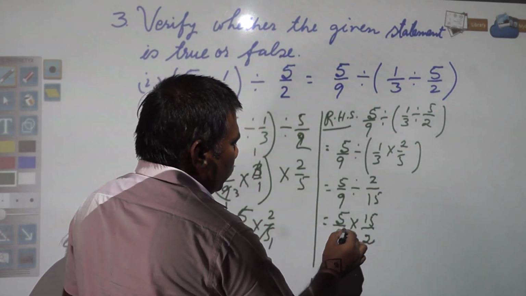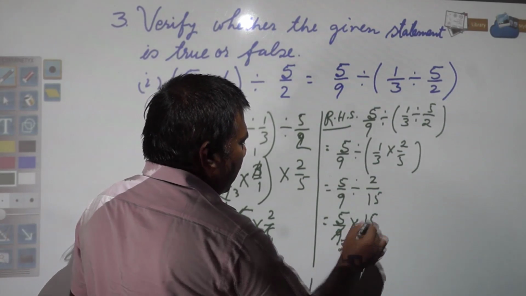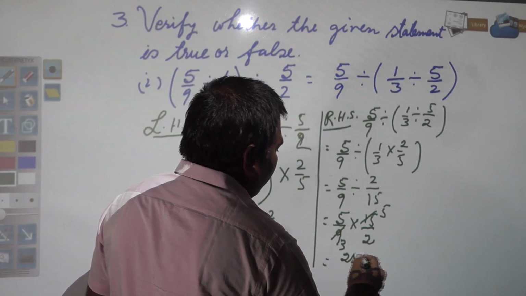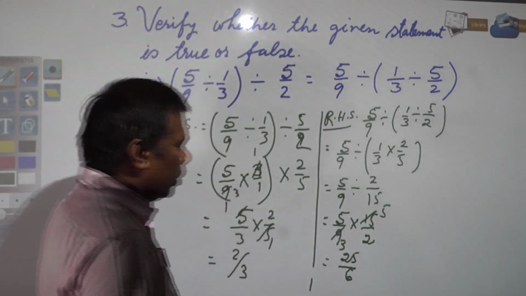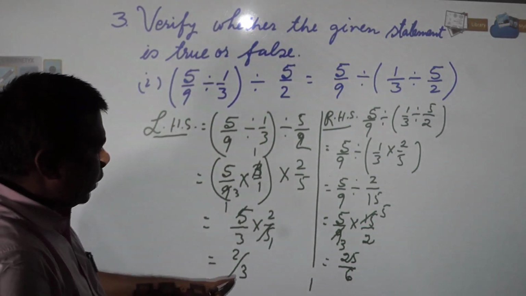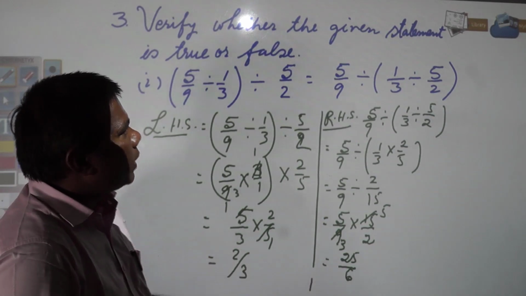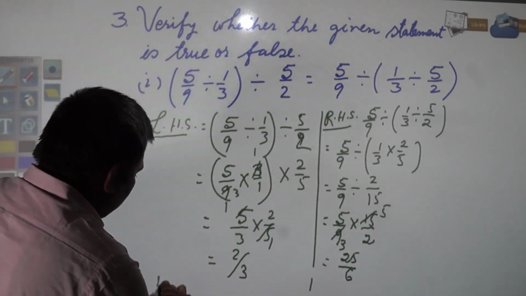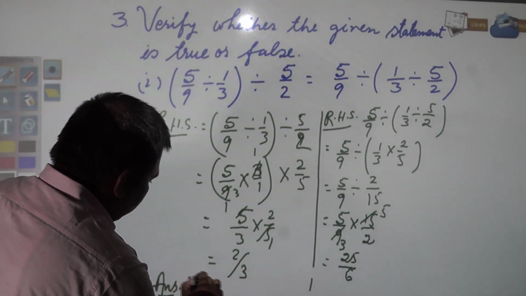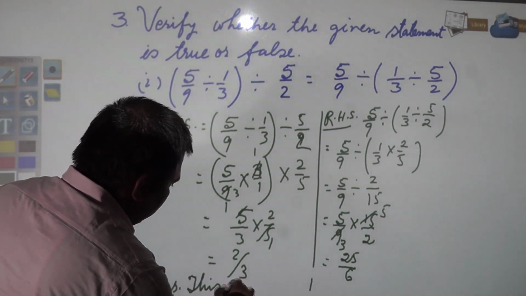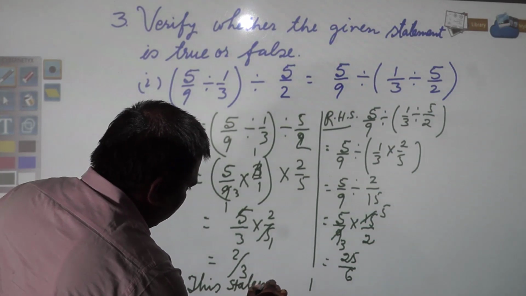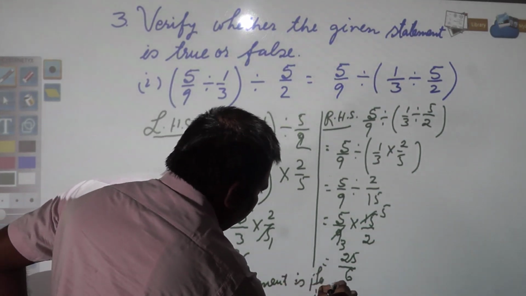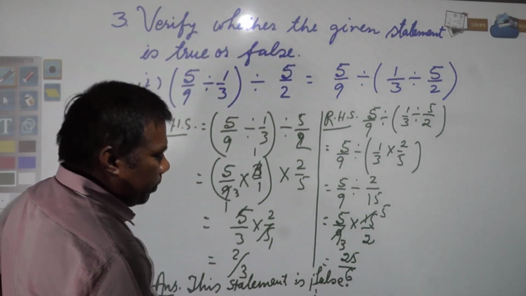So 3 threes are 9 and 3 fives are 15. It will become 25/6. So just you see, this is 2/3 and this is 25/6. So obviously this statement is not true. So the answer can be written as: this statement is false. This will be your answer.